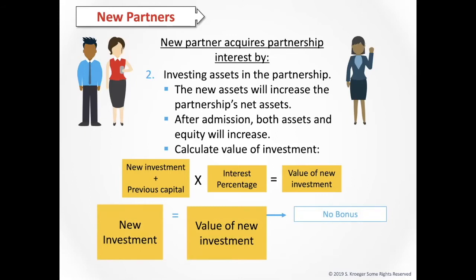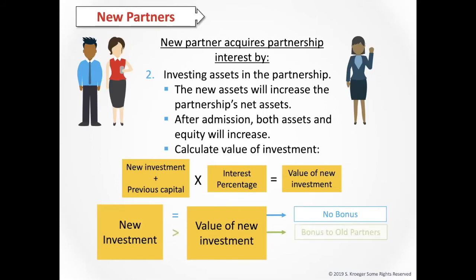Whatever that new partner is giving as their investment, if it equals the value of their investment, there's no bonus. They are giving exactly what they should be giving in order for that percentage, and they get the same percent as everyone else. It's kind of like everything's equal. I'm giving 100,000 and the value of that investment is $100,000.